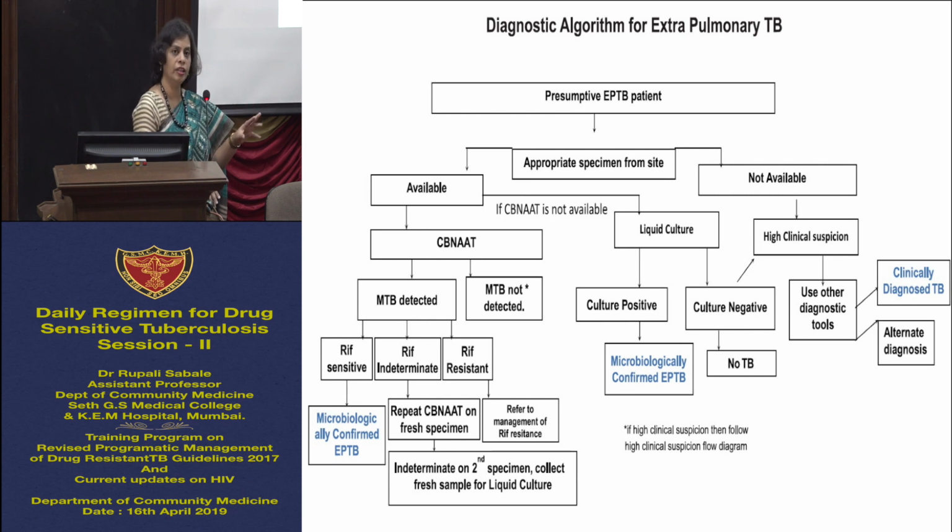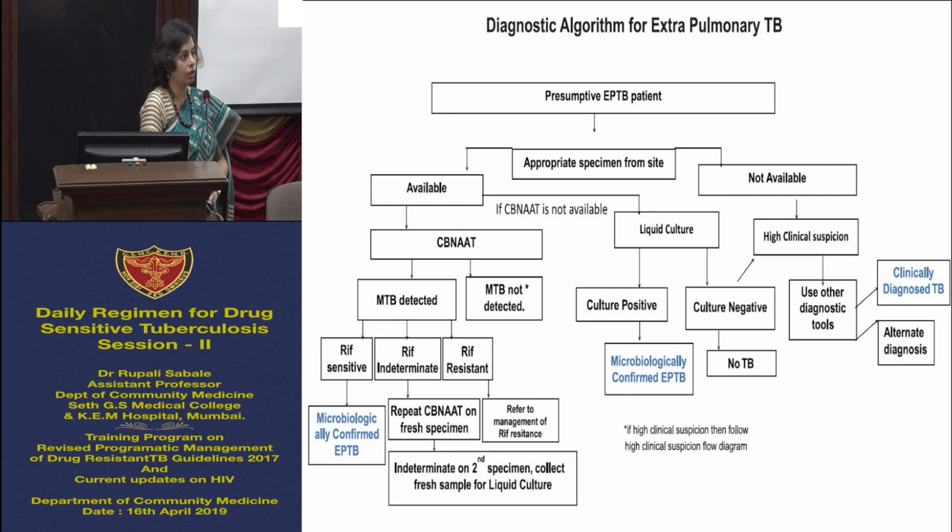Now again, as I said, for CBNAT there are two possibilities, MTB detected or not detected. If Mycobacterium tuberculosis is detected, again it will be rifampicin sensitive, rifampicin indeterminate, or rifampicin resistant. If it is rifampicin sensitive, we label the patient as microbiologically confirmed tuberculosis. Same thing, if it is rifampicin indeterminate, repeat CBNAT. If in the repeat CBNAT it again shows rifampicin indeterminate, in that case we do liquid culture on a fresh specimen.